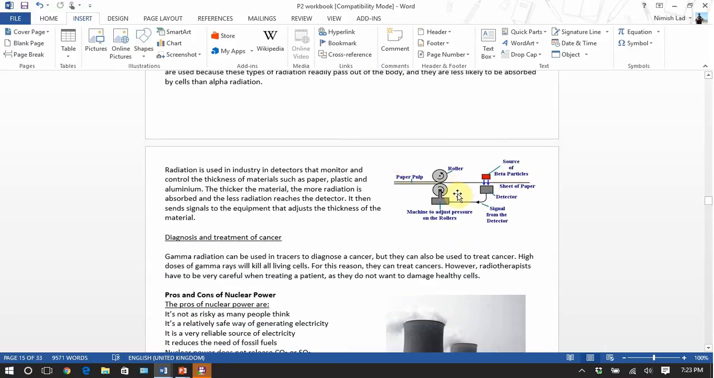When we're gauging thickness, we use a beta source. It gives out beta particles. It's absorbed by a piece of paper and picked up by a detector. The thicker the paper, the less gets through to the detector. So you can gauge the thickness.